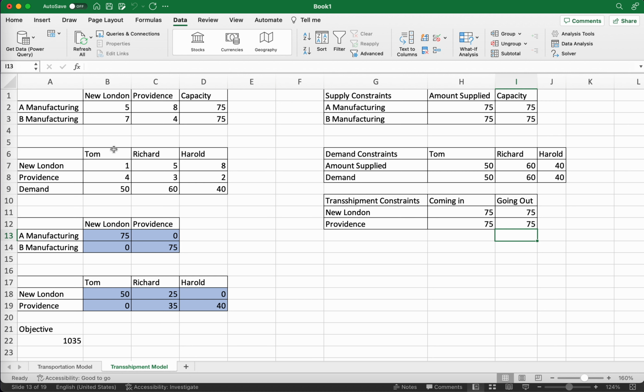And that's the network. Okay, so this is how you do a transshipment model. And that's it for this video.